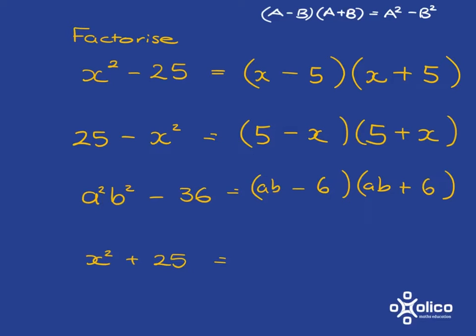What about this thing here where we've got x squared plus 25? The important point to notice here is that we do not have a difference of squares. We do have a square, x squared. We do have a square, which is 5 squared for 25. But we don't have a difference. We've got a plus. And it turns out that this can't be factorized.